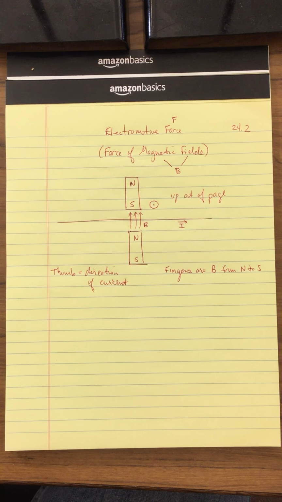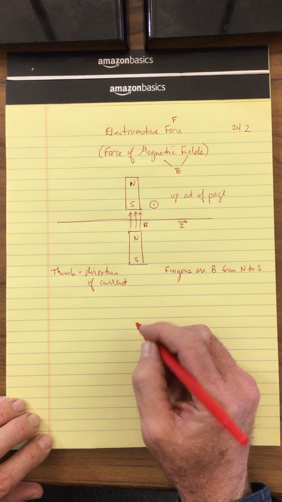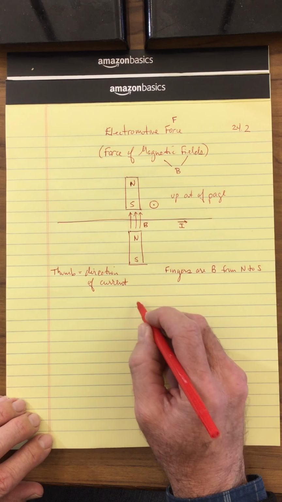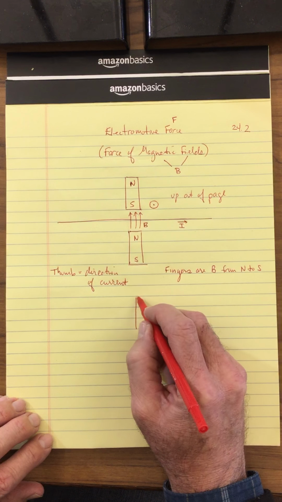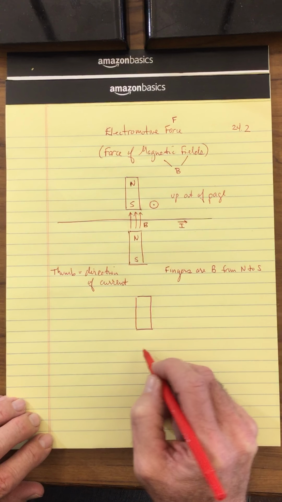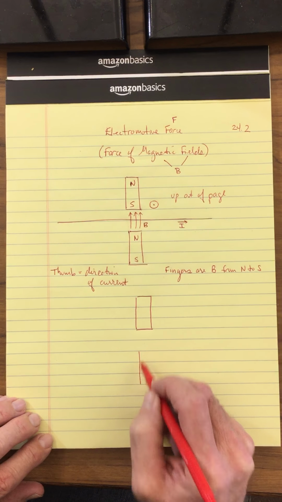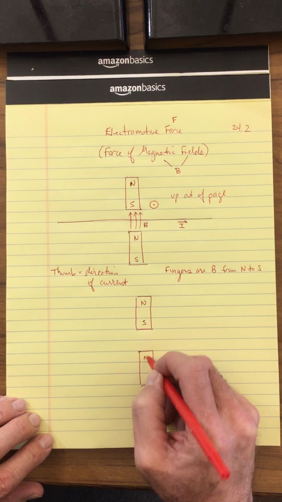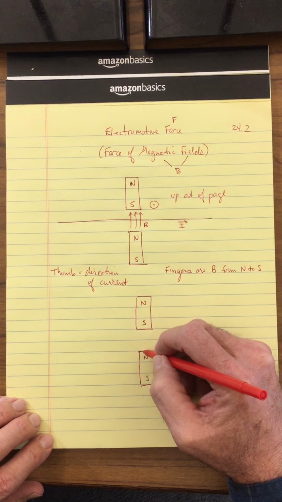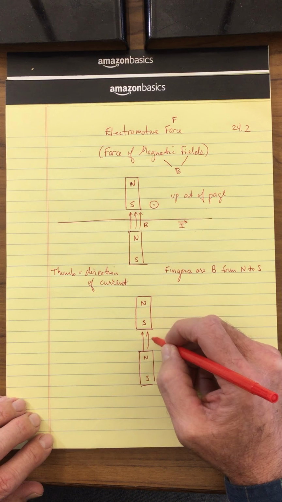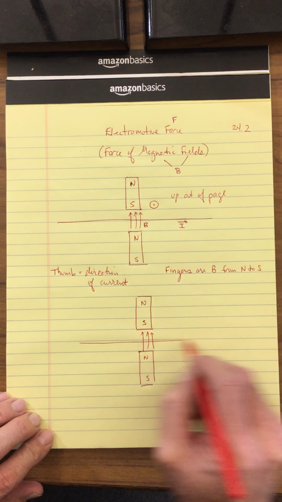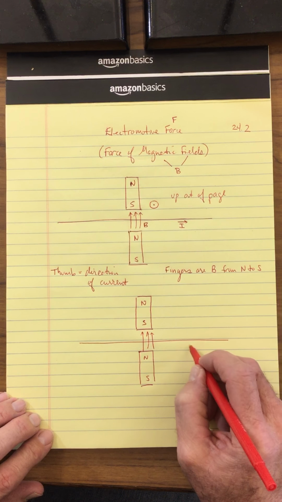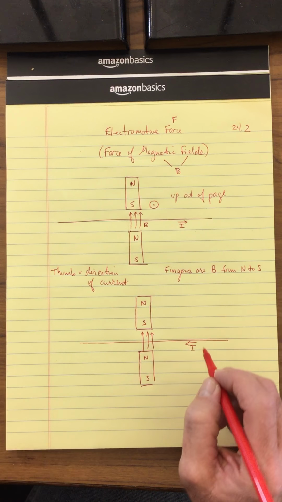Okay, so let's say that we reversed the current. With this, we can draw the same setup, but we're going to reverse the current. So we draw your two magnets. Everything else is going to stay the same: north, south, north, and south. Our magnetic field still goes from north to south. The only thing that we've changed is the current is now running in the opposite direction.